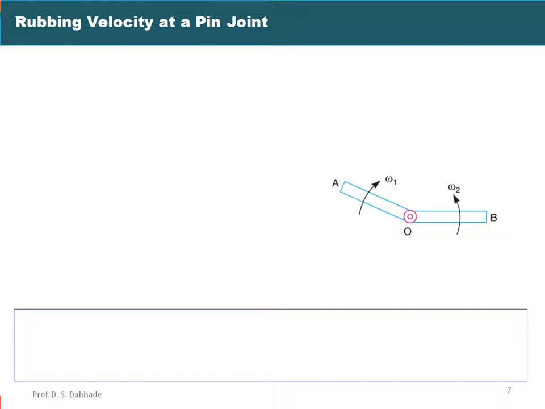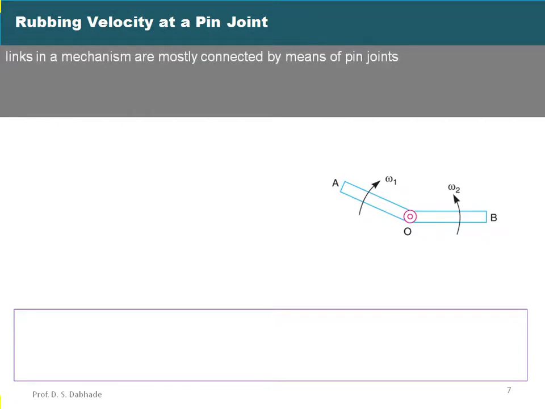It is because of the rubbing or the movement of these two links. Because of the movement of the two links, whatever motion the pin acquires is called the rubbing velocity at the pin joint. It will have some gradual movement, of the gradual motion.